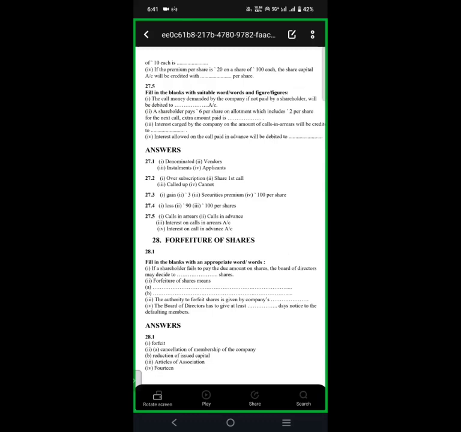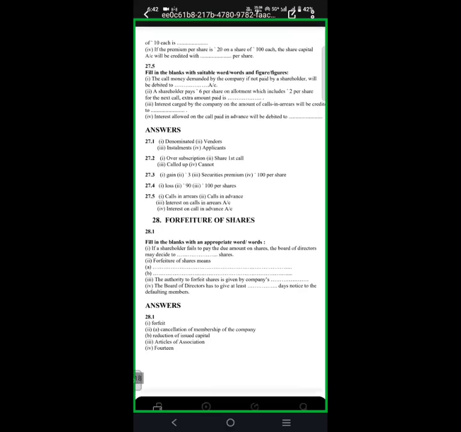Forfeiture of shares means cancellation of membership of the company and reduction of issued capital. The authority of forfeited shares is given by the company's articles of association. The board of directors has to give at least dash days notice to the defaulting members. 14 days notice.